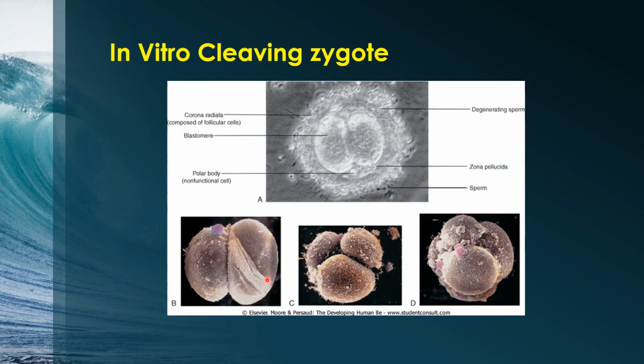So this is a diagram showing you the process of cleavage in the in vitro fertilization. You can see that this is the two cell stage, and there are a lot of sperms which are degenerating outside and attached to the corona radiata cells. You can visualize here these degenerating sperms. The polar body, which is non-functional, is only required for the nutrition of the developing oocyte. So this is all about the fertilization, the assisted reproductive technology and the process of the cleavage.